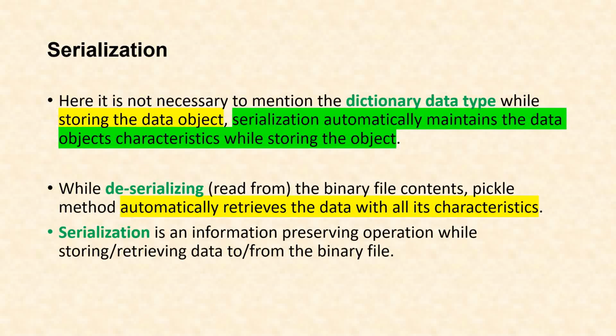While writing the content in the file, I have seen that there is no extra information for the data structure. The serialization method automatically maintains the structure as well as the value and writes it in the binary file. The deserialization method reads the binary file and reproduces the original object along with its value. Serialization is an information preserving operation while storing and retrieving data to and from the binary file.